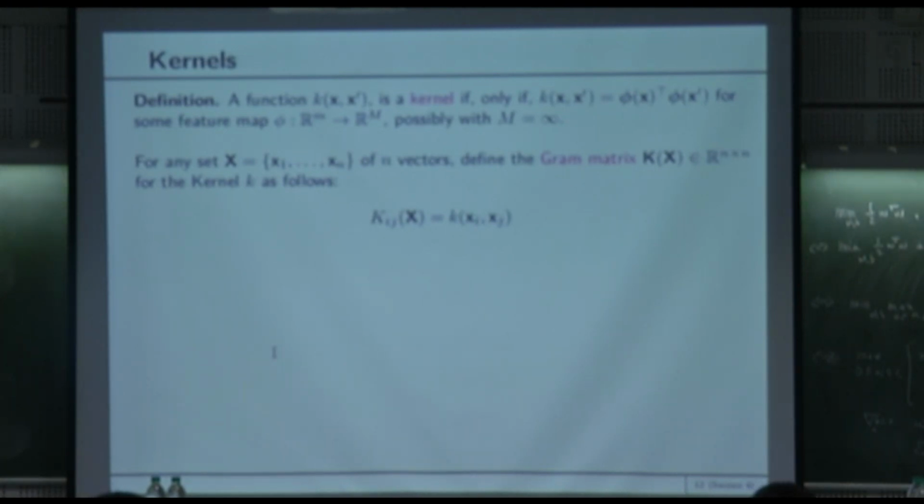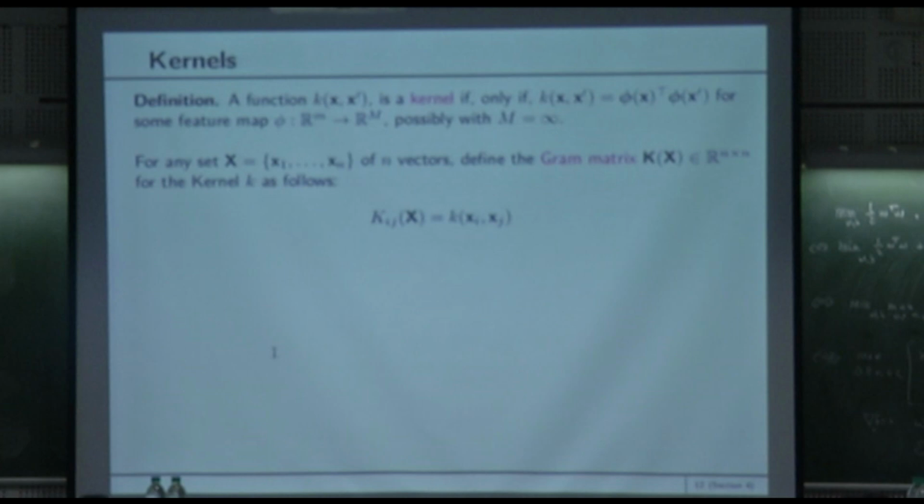So let's now take any set X of vectors. Take any n vectors, x1 through xn, call that set capital X. Define a matrix called the Gram matrix of these vectors. And what is the Gram matrix? The ijth element of this Gram matrix is simply the function evaluated at the points xi and xj. Right? And why does this Gram matrix make sense?